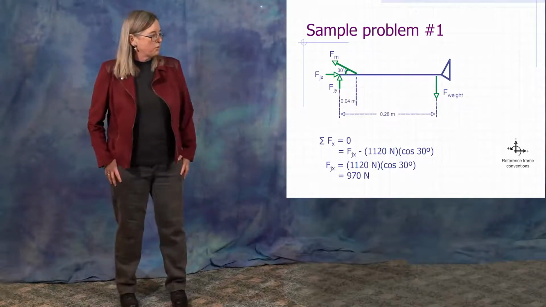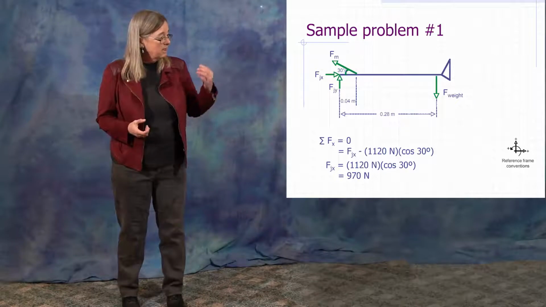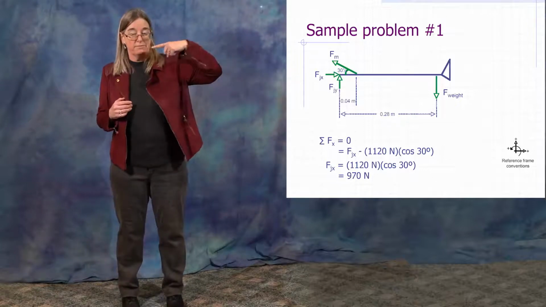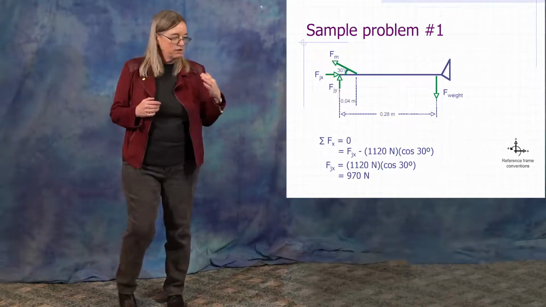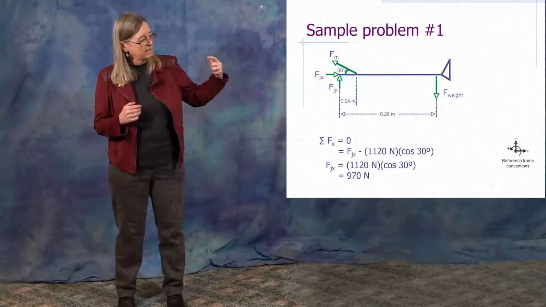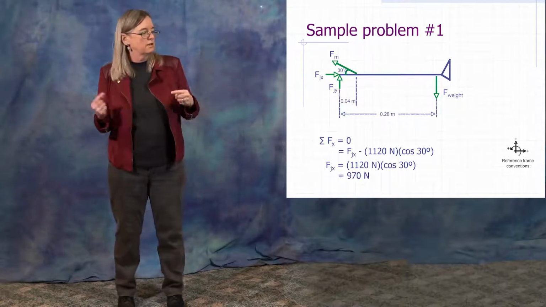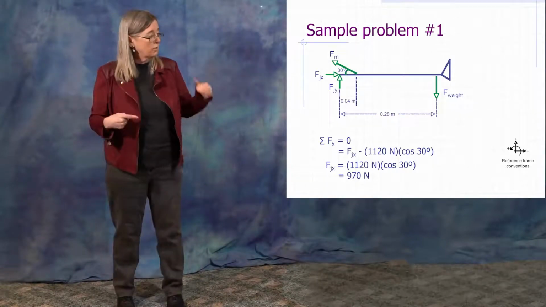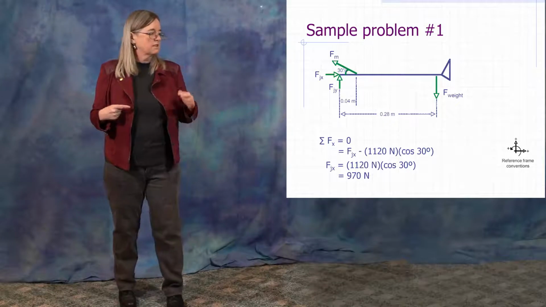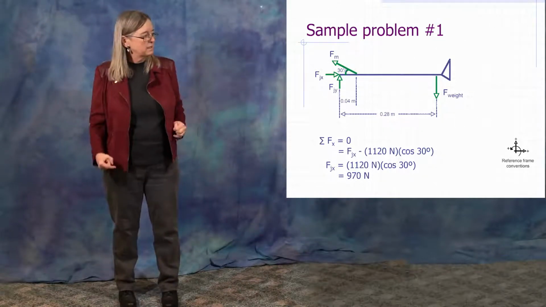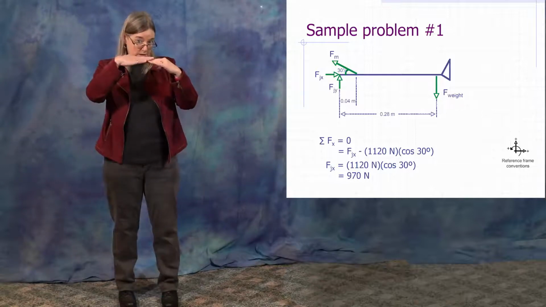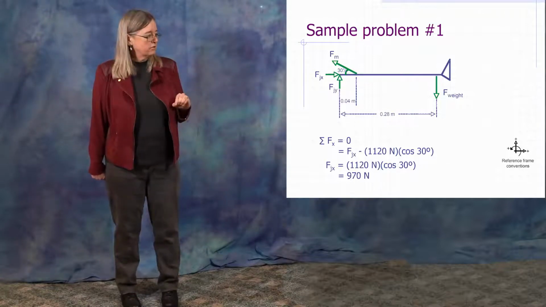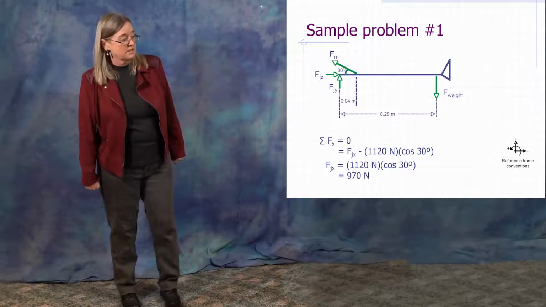So we can also look at the forces in the X direction. There is the joint force, a component of the joint force X, which is acting in the positive direction, and in the negative direction is the component of the muscle force that is acting towards the joint. So FJX minus 1120 newtons times cos 30, because that'll be the component that's along there, means that joint force in the X direction equals 970 newtons.